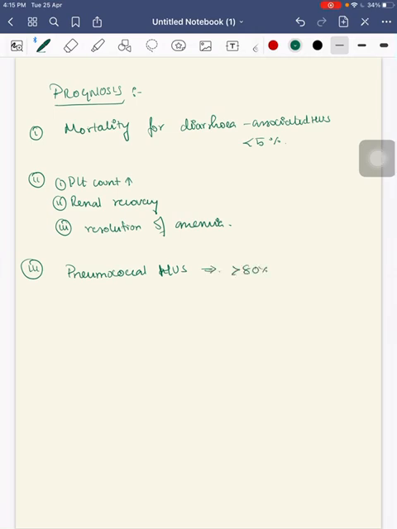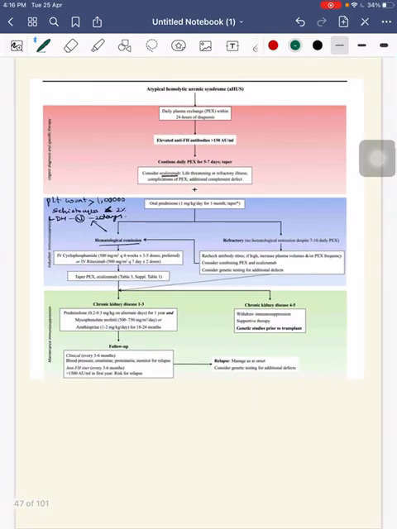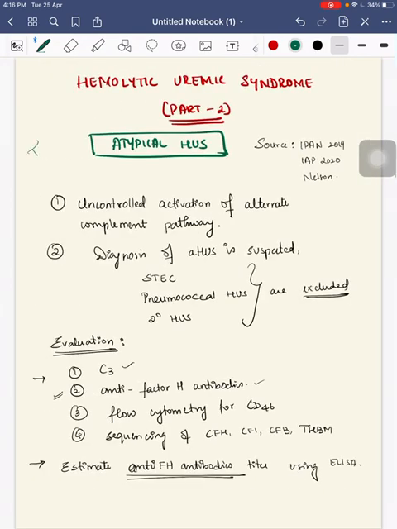Okay. Third, for pneumococcal associated HUS, there is more than 80% of the patients require dialysis with 20% of mortality. In the previous video I have told it as 30%, sorry, it is 20% of mortality. This is about the prognosis. Okay, this is about atypical HUS, treatment for atypical HUS.